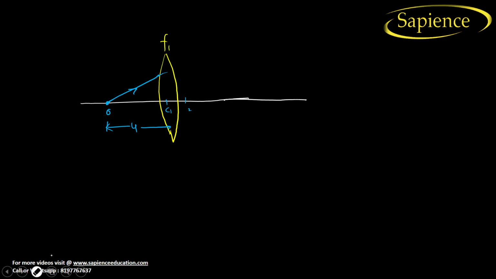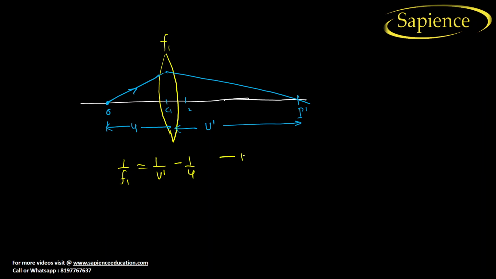Now light will form an image at this point, and this can be considered as I dash, and the image distance for this can be considered as v dash. So this is the image, right? Got it? Now the equation we can write from this as per the lens equation. So 1 by f1, because it has a focal length f1, will be equal to 1 by v dash minus 1 by u. So this is equation number 1.